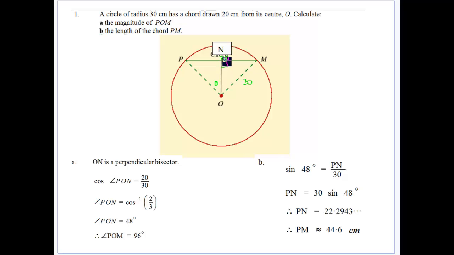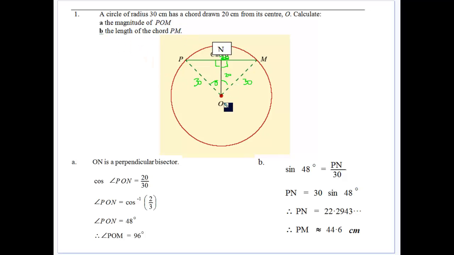Sorry, draw the chord there. The chord there would be 20 centimeters there. Sorry, I didn't want to put it there. It's not right. So the line there is 20. That's 30. That's 30 because it's a radii, OP and OM. So that's where we're going to use cosine, which is the adjacent side over the hypotenuse. So 20 over 30 gives us 48 degrees for this part here, which we must double for POM. So PON's there, but POM is double that because it's a perpendicular bisector. That's right angled, that's right angled. These two triangles are exactly the same.